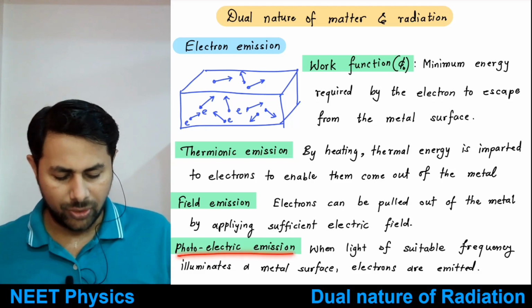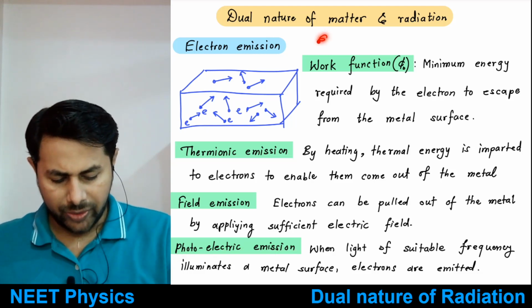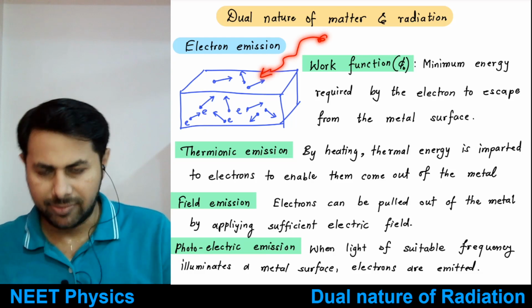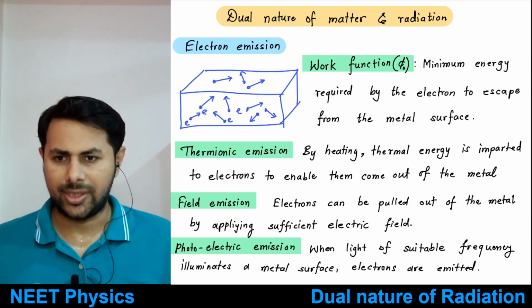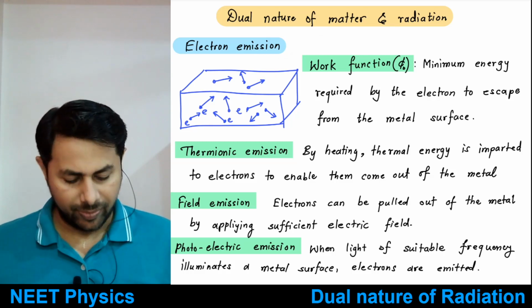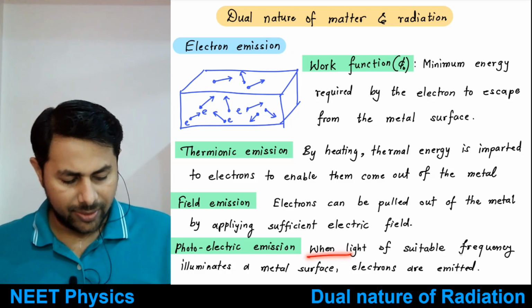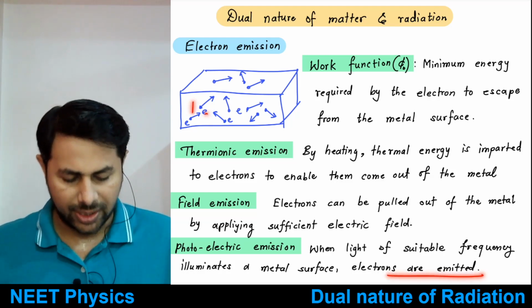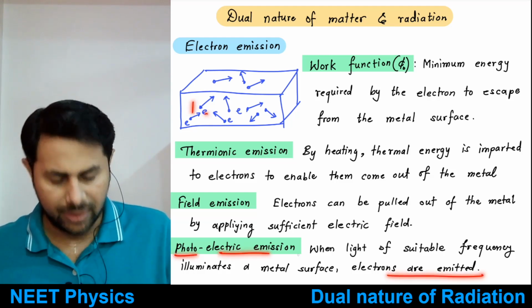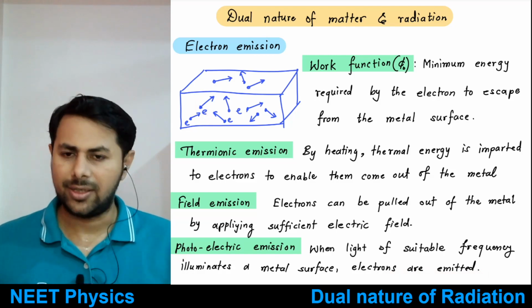And then there is photoelectric emission. You can strike this metal surface with light, or electromagnetic waves. When light of suitable frequency illuminates this metal surface, the electrons are emitted. So this is known as photoelectric emission. Is this clear, everyone?